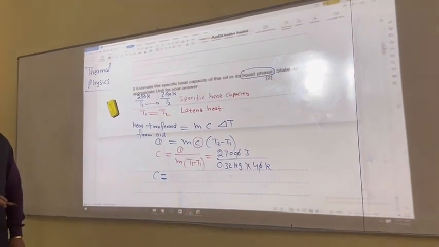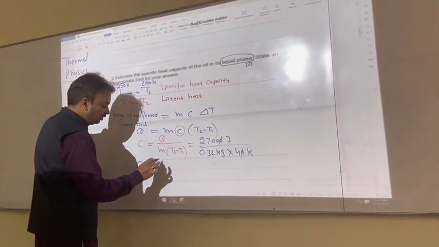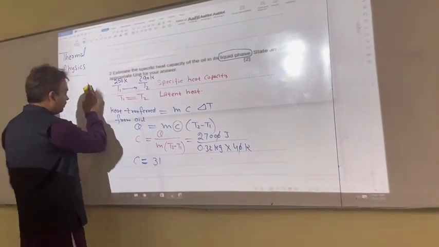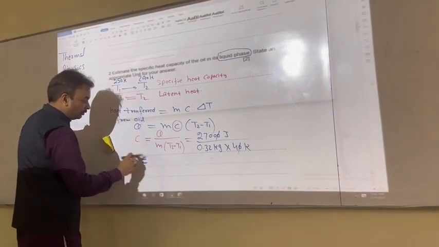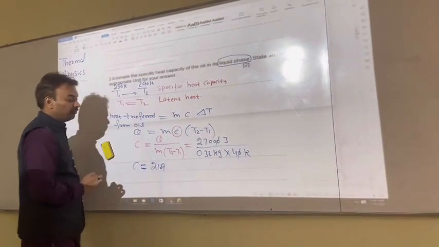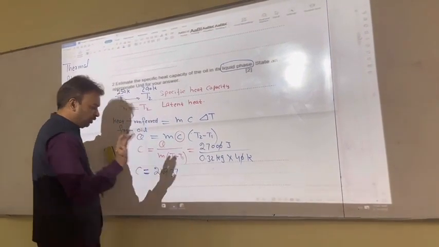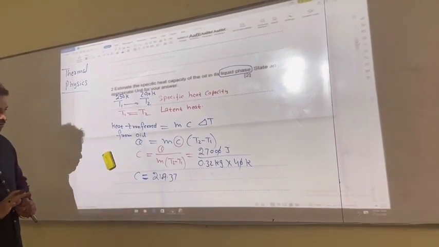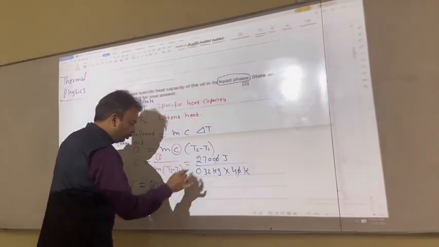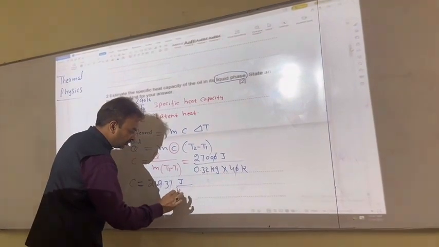The answer is 2,109.37. No, 2,109, sir. 2,109. 0.375. Only up to two decimal places. And this is in joule. The unit is joule per kg per Kelvin.